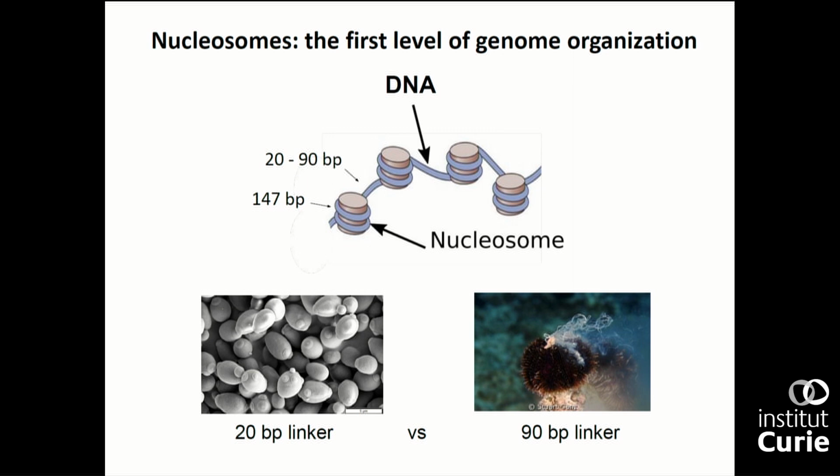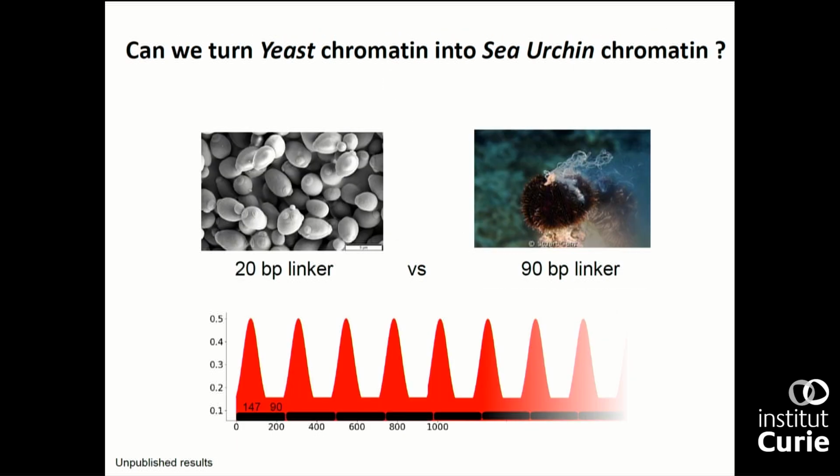And here is what we wish to do. I told you that the distance between nucleosomes can vary in different organisms between 20 and 90 base pairs. It happens that in yeast, it's one of the smallest that you can find in living organisms. It's 20 base pairs. They are very close by. In the sea urchin, it's one of the longest. It's 90 base pairs, much further away. And what we ask ourselves is, can we turn yeast chromatin into sea urchin chromatin?